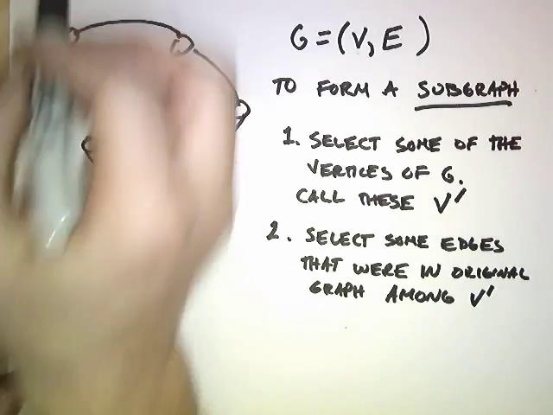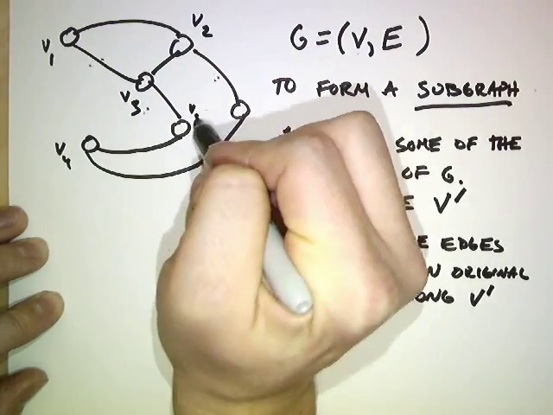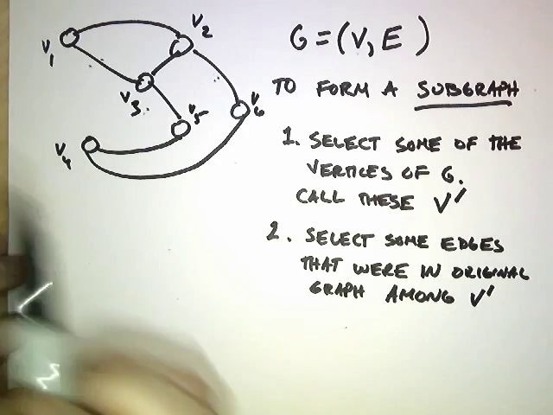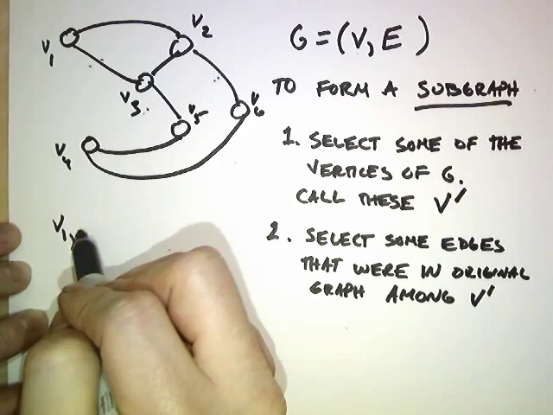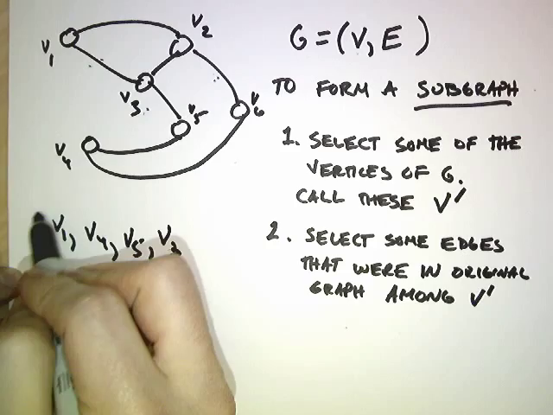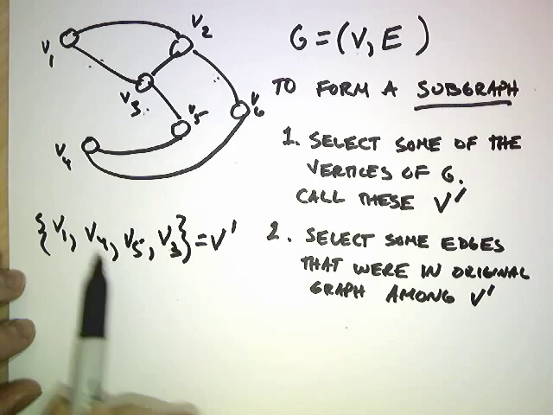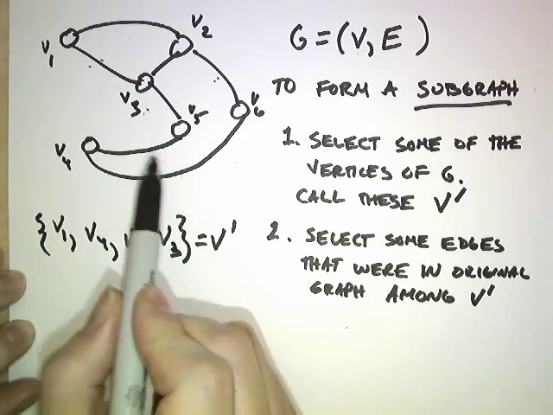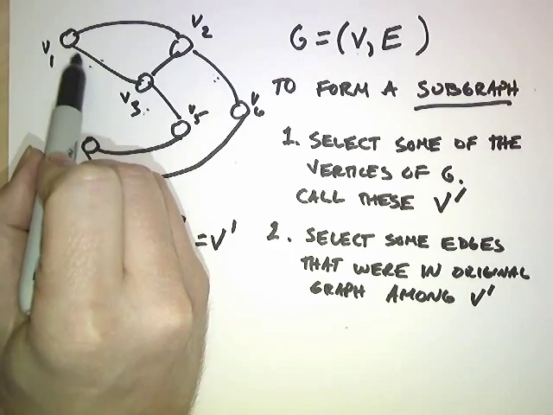So let me do an example. So let's say this is V1, V2, V3, V4, V5, and V6. So step 1 says select some of the vertices of G. Okay, I'm going to select, let's see, V1, V4, V5, and V3. This will be my V prime. Okay, so now we have to look at all the edges that were in the original graph among V prime. So let's see, among V1, V4, V5, and V3, well, here's an edge that I might want to choose.